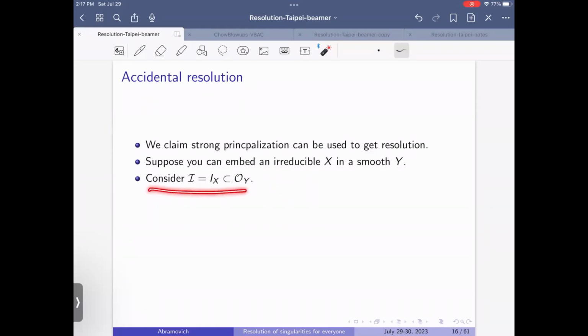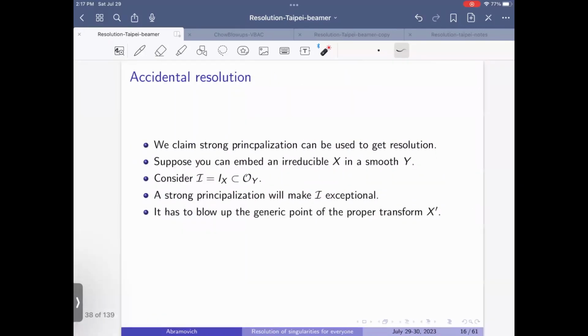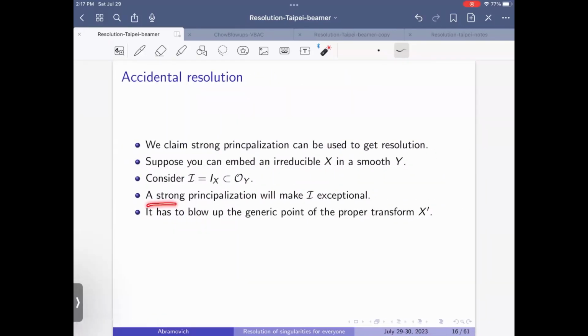Okay, so consider the ideal of the subvariety X as the ideal you want to principalize. And let's see what happens in the principalization process. A strong principalization will make the ideal principal and exceptional.